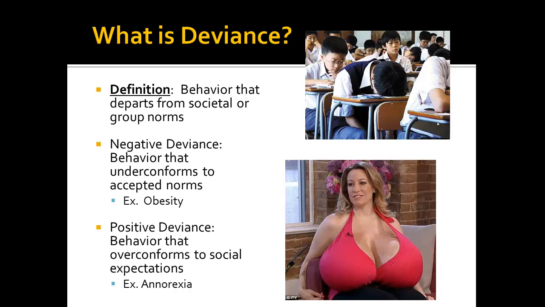The other example I'm going to give you is also with body image. We find skinnier people to be desirable in our society. We think people should be fit, they shouldn't be fat. So if someone is obese, that's considered negative deviance because they're not living up to the norm of being skinny. On the other side of that, people who are anorexic are considered to be exhibiting positive deviance because they're overconforming. They're not eating. They're becoming too skinny.